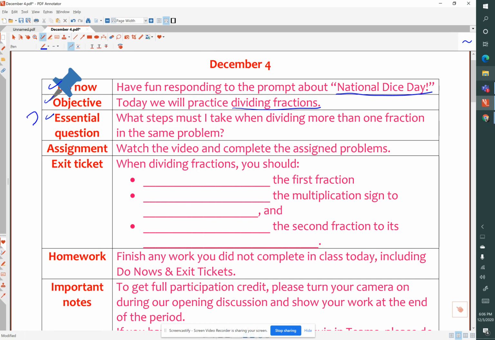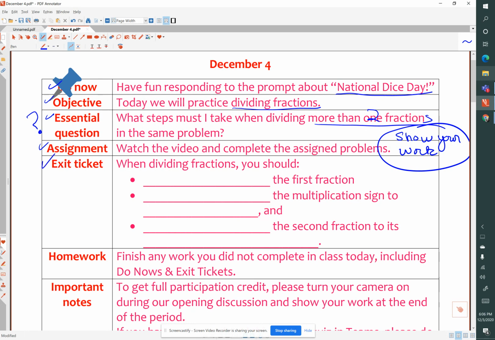Our essential question is, what steps must I take when dividing more than one fraction in the same problem? So more than two fractions, actually, we're going to do today. So watch the video and complete the assigned problems. Remember, I want you to show your work. That's what really impresses me, showing your work.